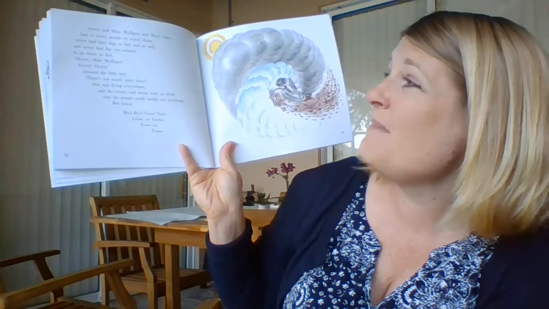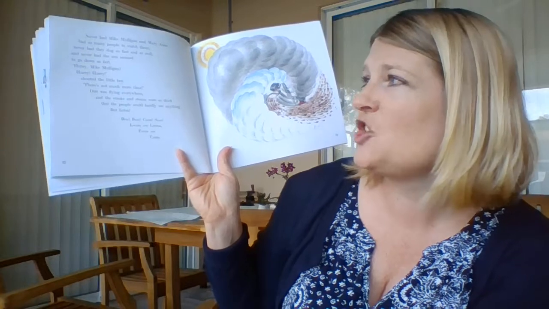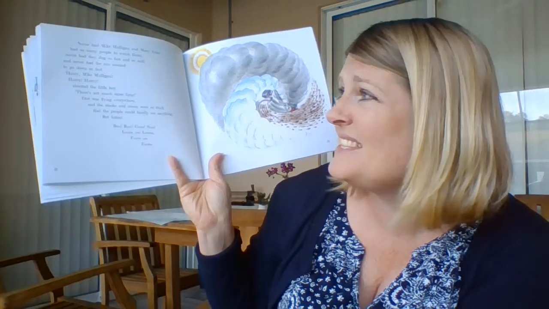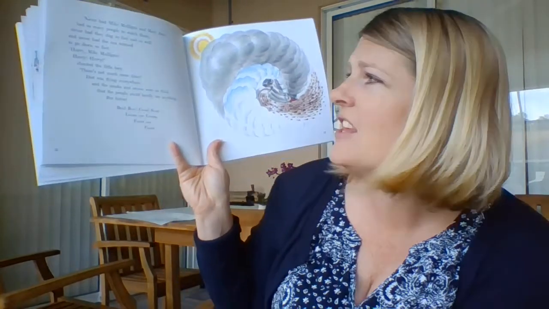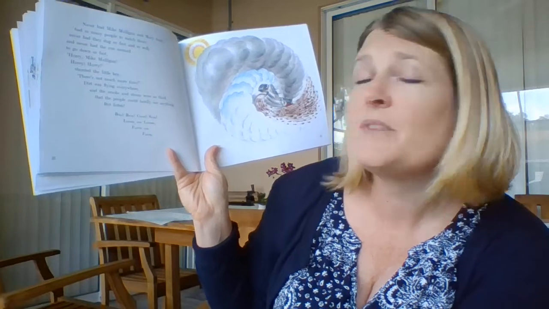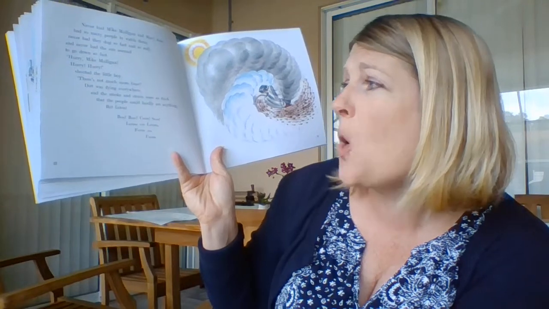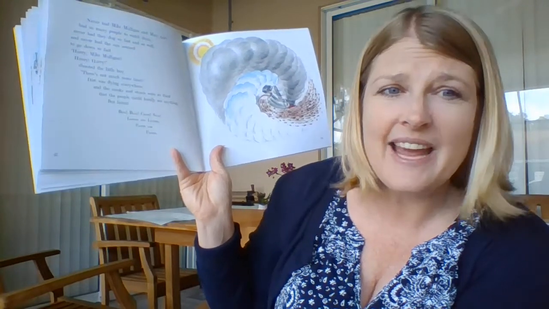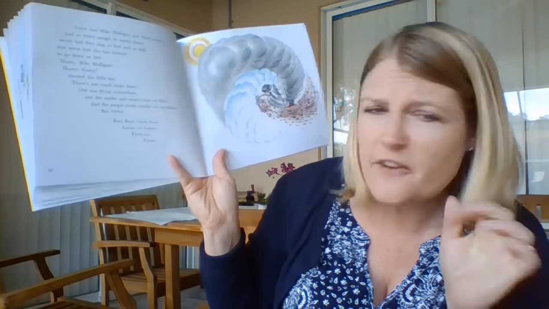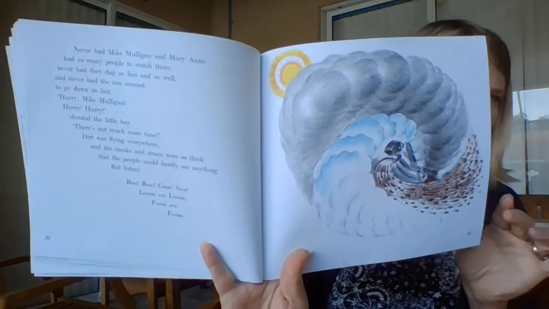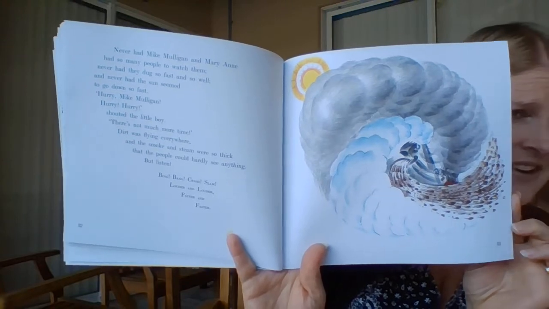Never had Mike Mulligan and Mary Ann had so many people to watch them. Never had they dug so fast and so well. And never had the sun seemed to go down so fast. "Hurry, Mike Mulligan, hurry, hurry," shouted the little boy. "There's not much more time." Dirt was flying everywhere, and the smoke and steam were so thick that the people could hardly see anything. But listen. Bing, bang, crash, slam, louder and louder, faster and faster. So they might not have been able to see Mary Ann and Mike Mulligan working, but they could hear them.